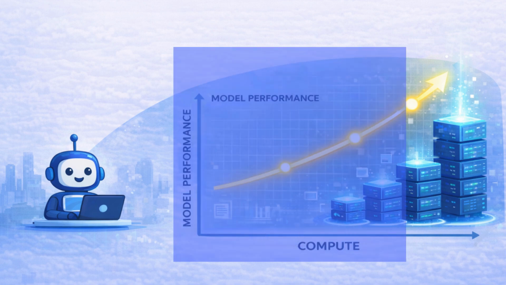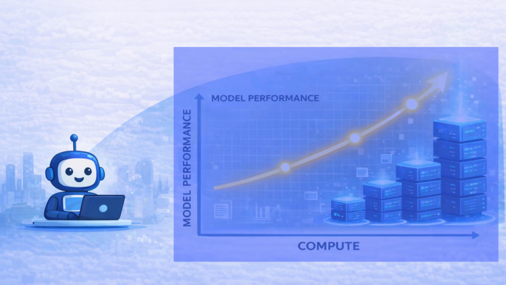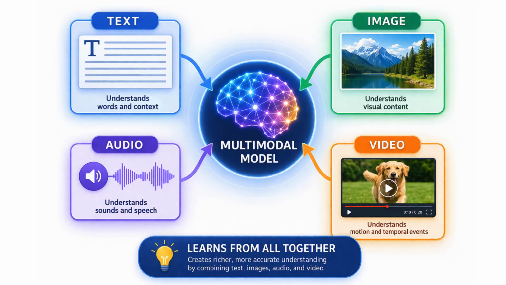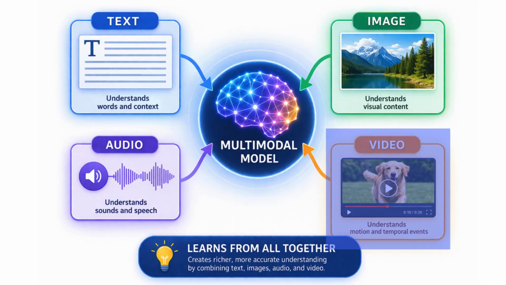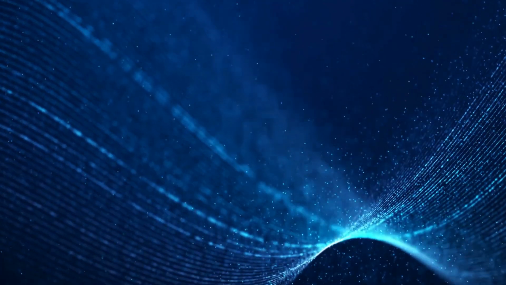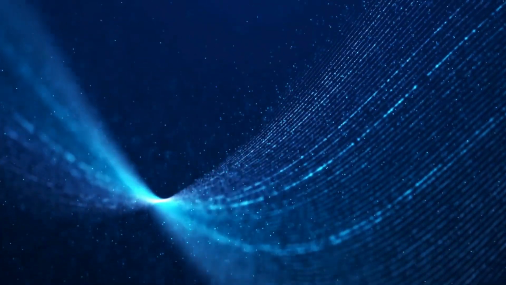Scaling laws suggest that increasing compute will continue to improve models. Multimodality means models will learn from text, images, audio, and video together. And finally, the velocity of progress in combining different learning approaches is moving extremely fast.